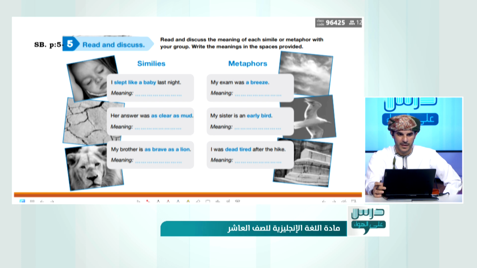Next. Let's have an activity for similes and metaphors. Let's see how strong you are. Here, read this, page 5 of your skills book still, activity number 5. Read that and discuss the meaning. We don't have to discuss, I will read it, and I believe that you have already written the answers.